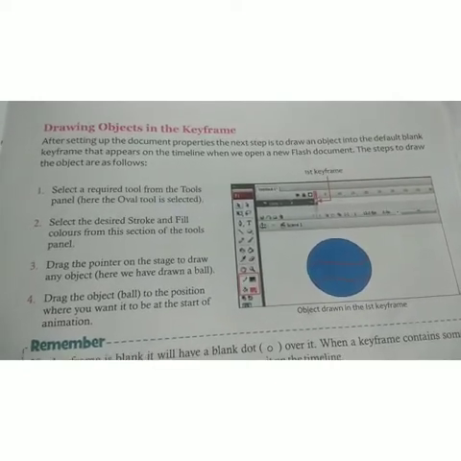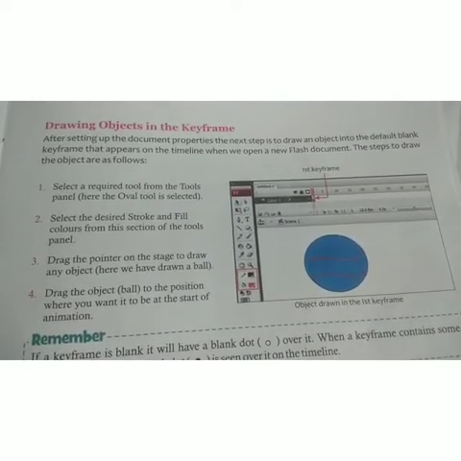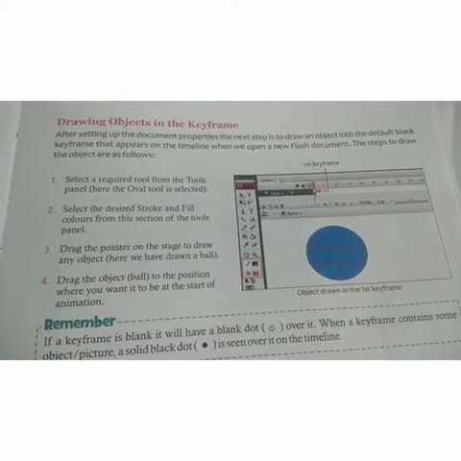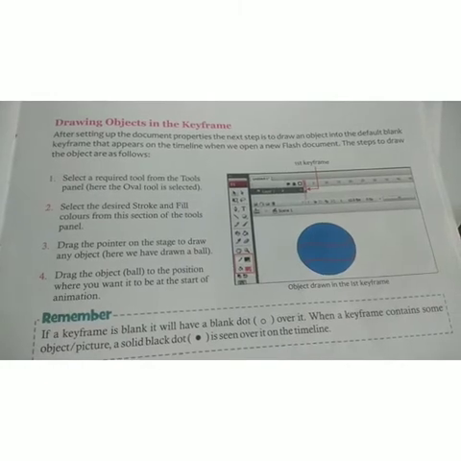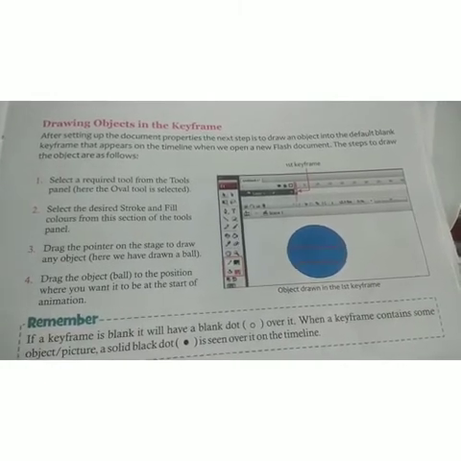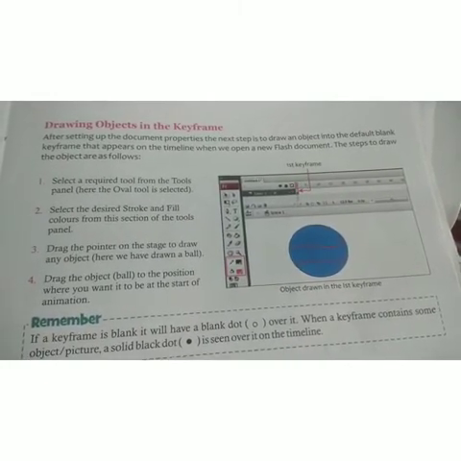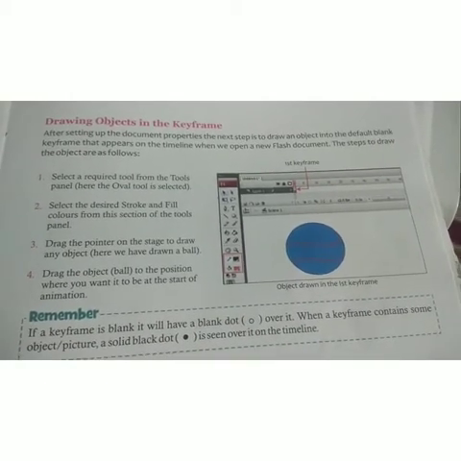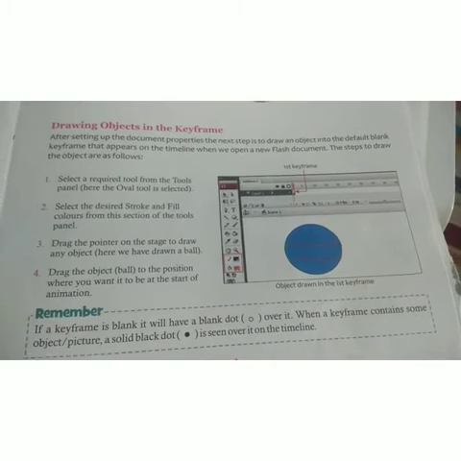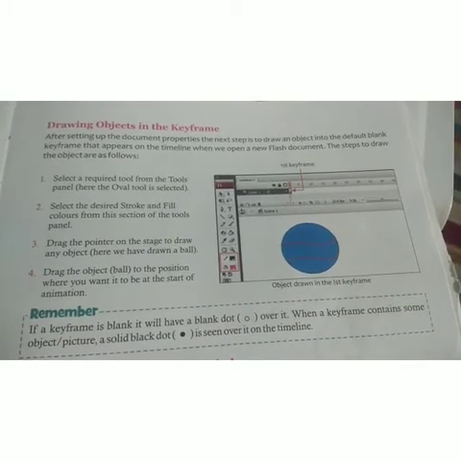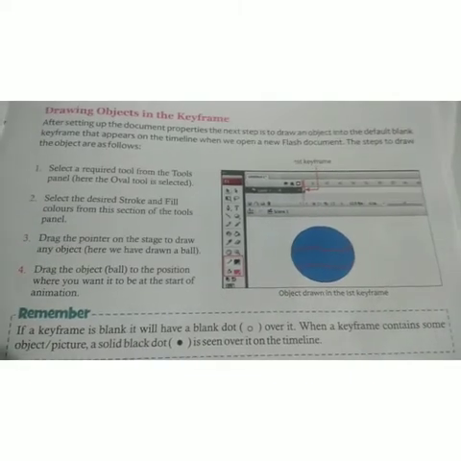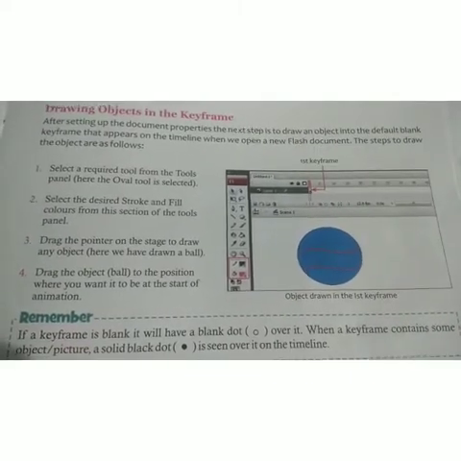First, select a required tool from the tools panel. Here the oval tool is selected. Second, select the desired stroke and fill colors from the sections of the tools panel. Third, drag the pointer on the stage to draw any object. Here we have drawn a ball. Fourth, drag the ball to the position where you want it to be at the start of the animation. Now you can see the object drawn in the first keyframe.